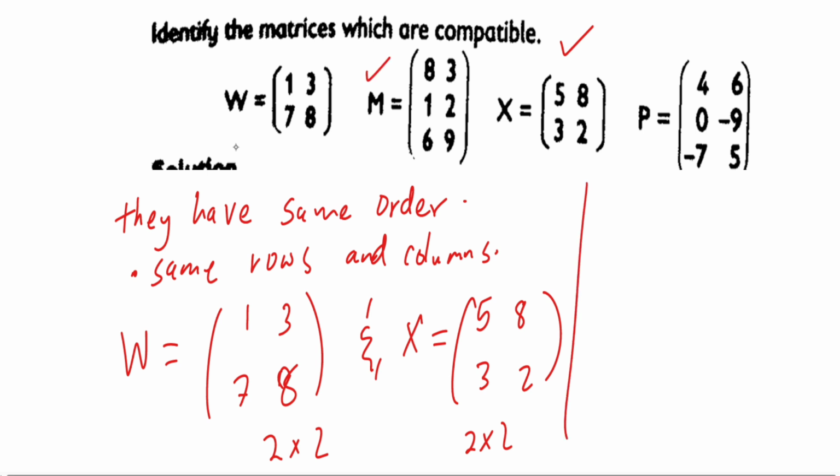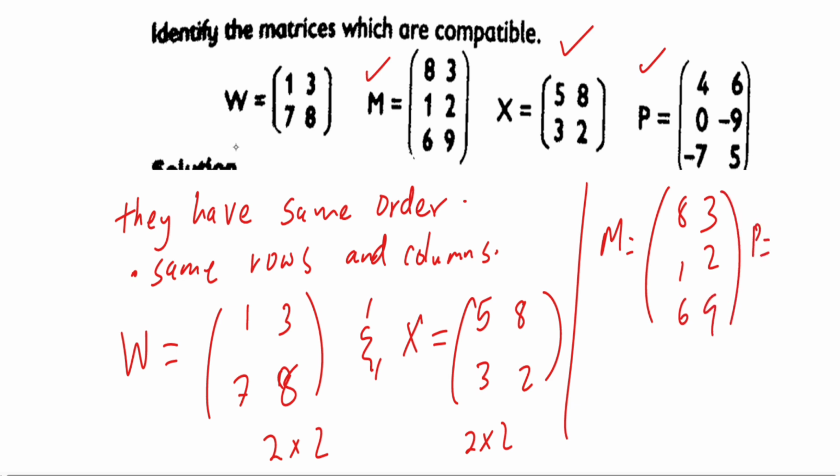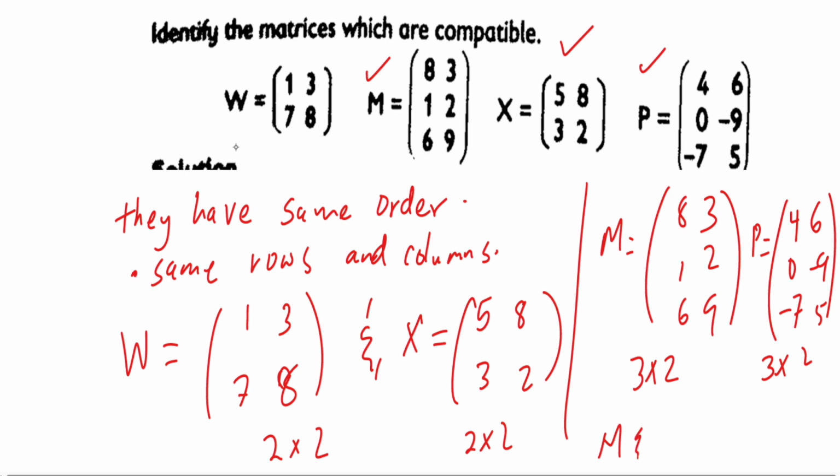Another one is M and P. M being 8, 3, 1, 2, 6, 9, and P being 4, 0, -7, 6, -9, and 5. So obviously this one is a 3 by 2, and this one is also 3 by 2. Therefore M and P are also compatible. And why are we studying this? We'll find out in the next slide.